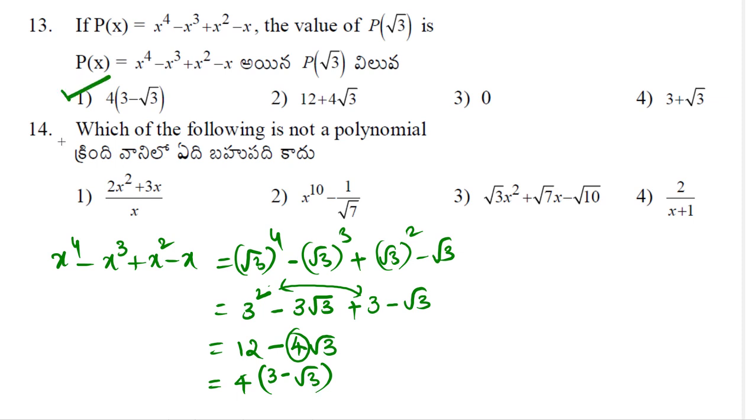Next, 14th one. Which of the following is not a polynomial? Let us check here, option 1, option 2, option 3, option 4. Here you see 2 by x plus 1. So here x plus 1 is in the denominator. If you bring this x plus 1 to the numerator, that will be 2 times x plus 1 whole to the power of negative 1. As we have negative 1 as the exponent, this is not a polynomial. So option 4 is correct. Let us go to the next problem.